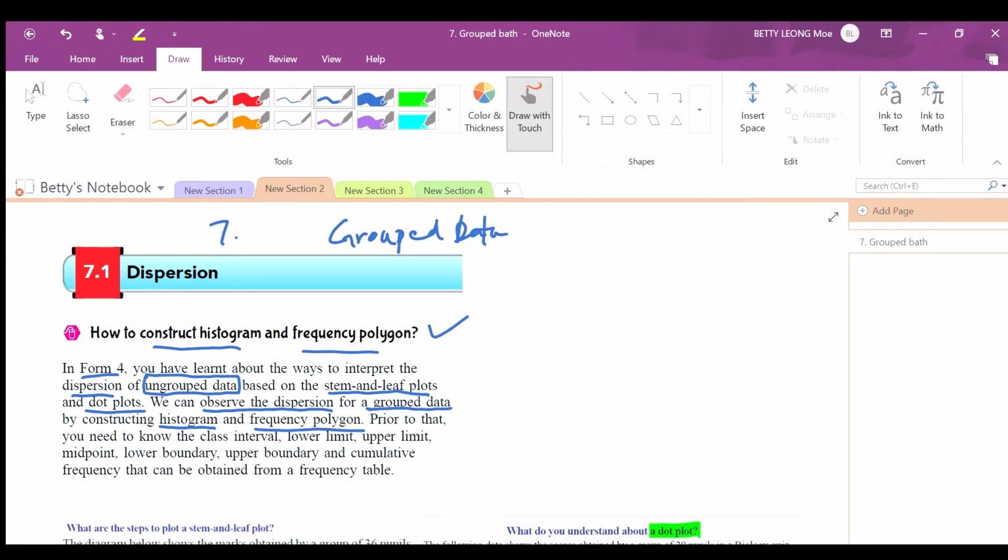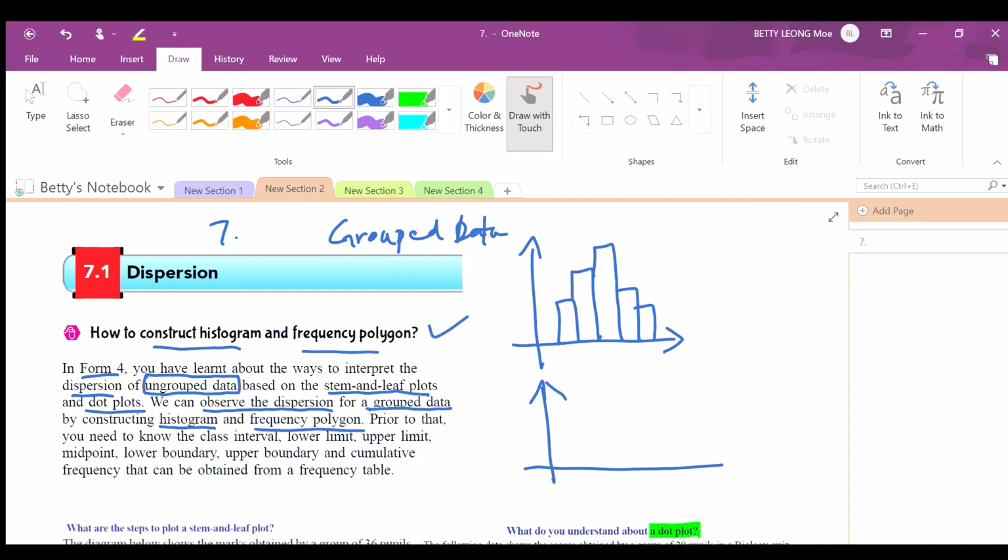If you want to know what a histogram is, it's like the building, like a bar chart, but how to draw it, we will learn. And the frequency polygon you can actually get from your histogram. You just get the midpoint like that, something like this. We will learn this today.